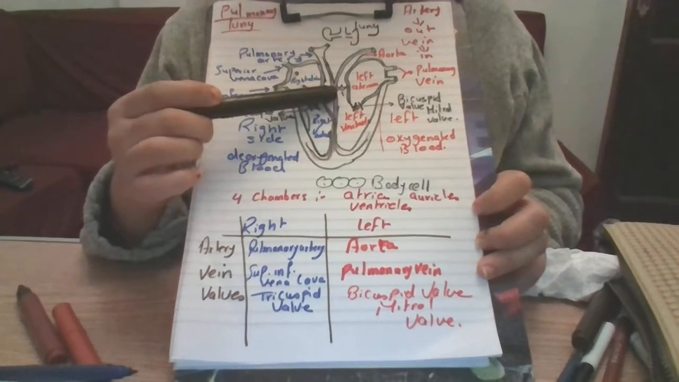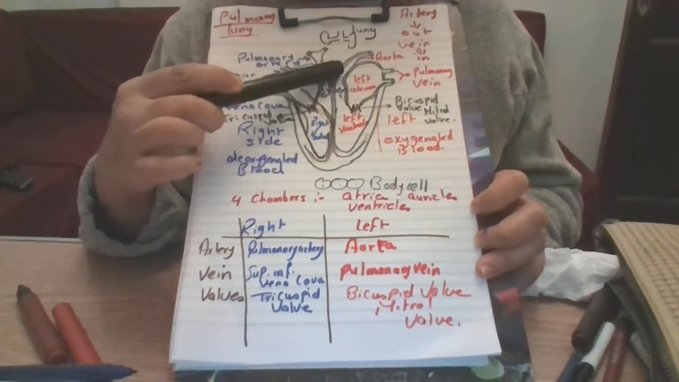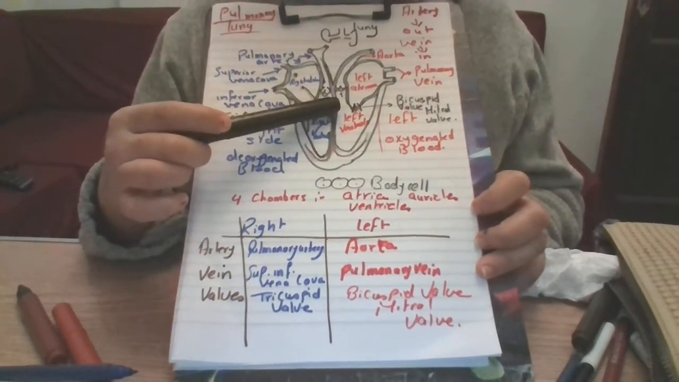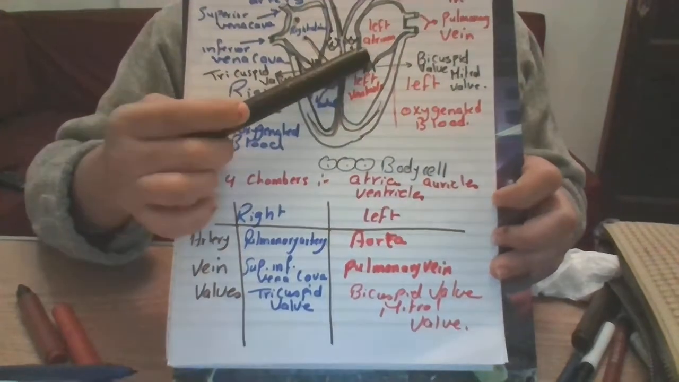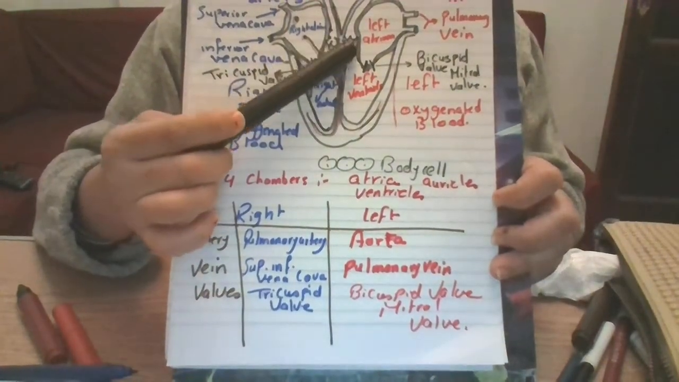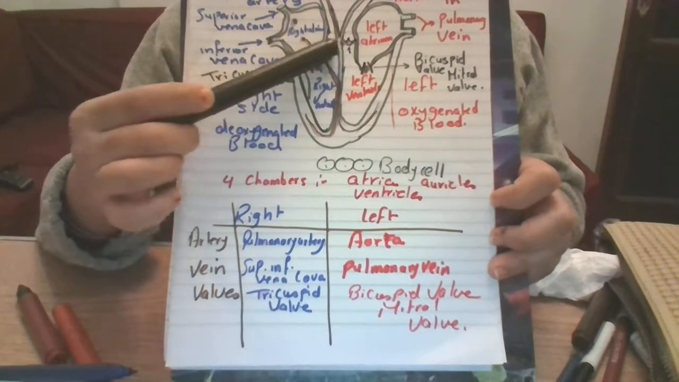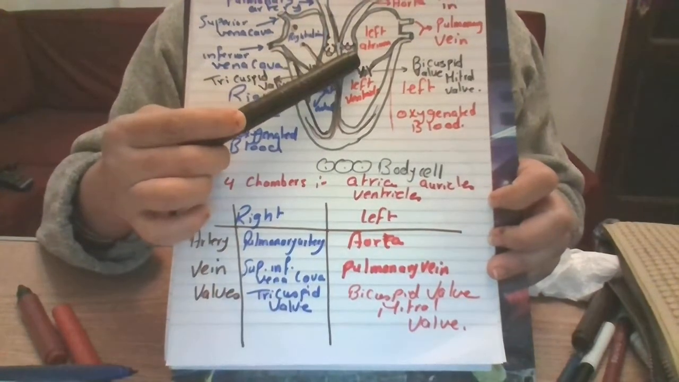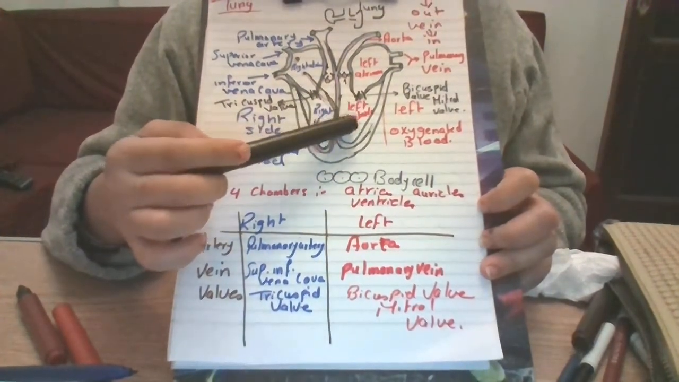There is another valve related to the aorta. It's called aortic valve. As you see here, it is a semi-lunar valve. Semi-lunar means crescent-shaped. Okay, this is for the left side.